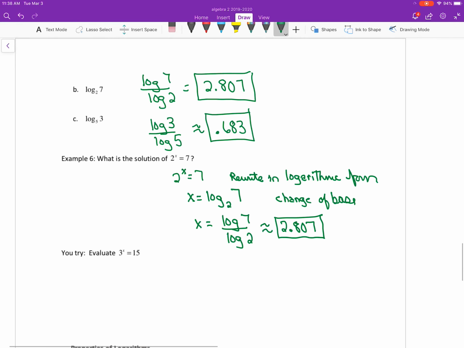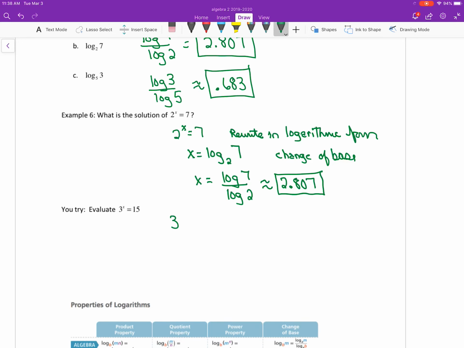Okay, so you can do the same thing here. 3 to the x equals 15. We would just rewrite that as x equals log base 3 of 15. And then we'll rewrite that using the change of base formula, which would be log 15 over log 3. Put that in our calculator and we get about 2.465.